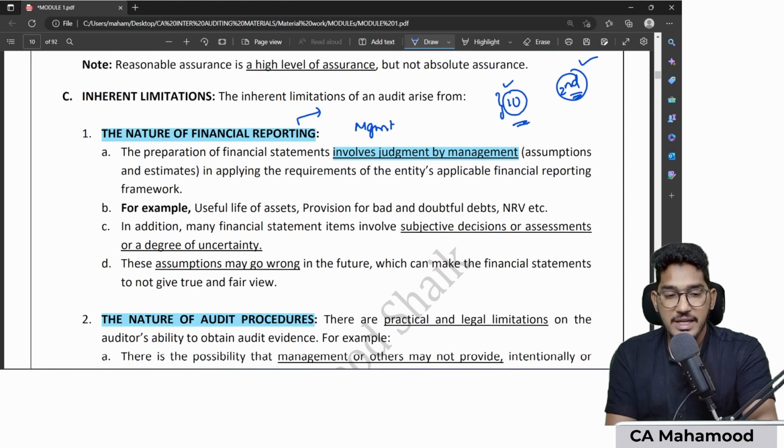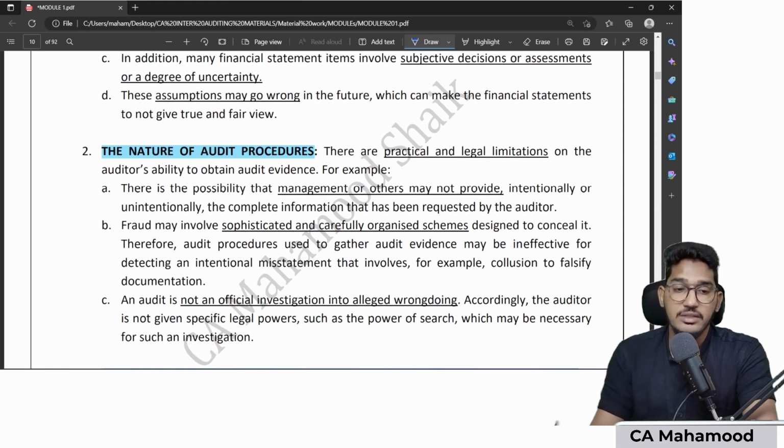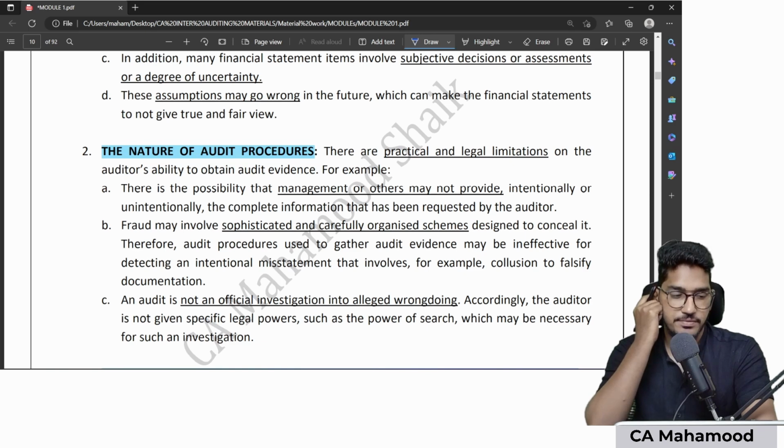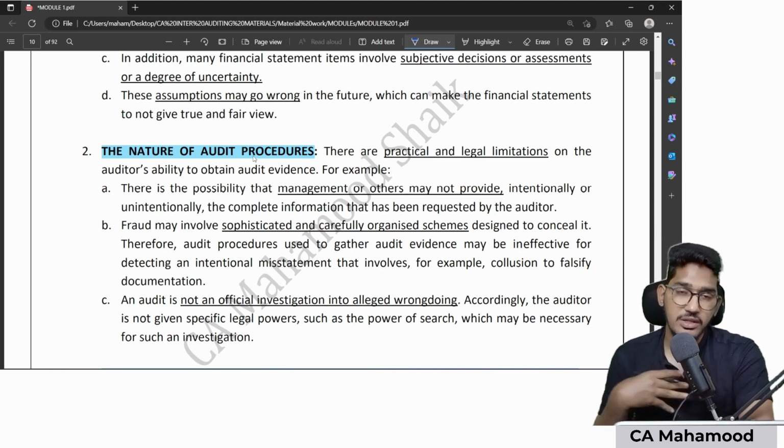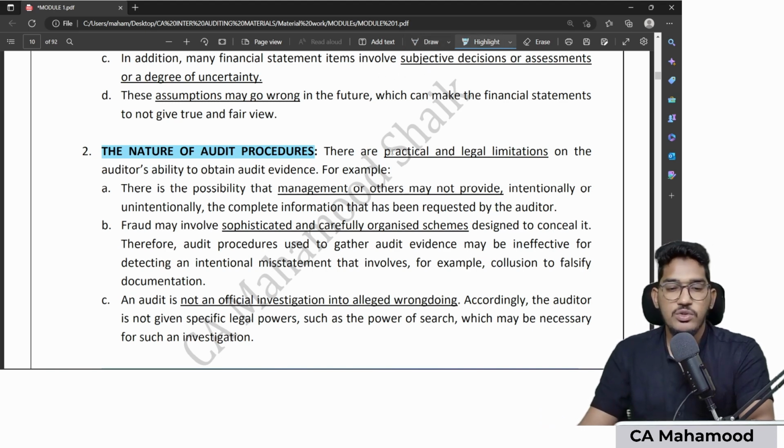Now talking about the second inherent limitation, which they are saying is the nature of audit procedures. Audit procedures are also suffering from some limitation. The procedures which will be performed by the auditor are also suffering from some limitation. What is that limitation? Because of some practical constraints or some legal limitations, the auditor might not be in a position to obtain audit evidence.